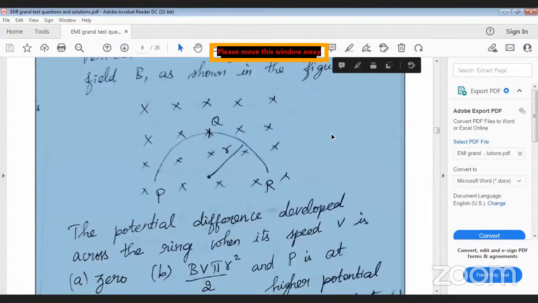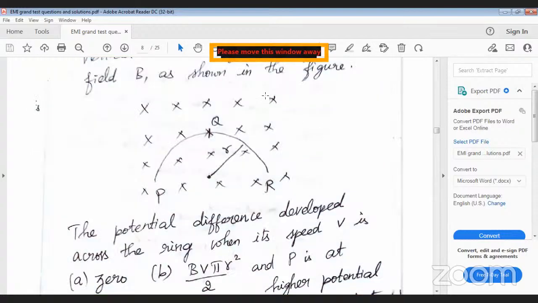Because here you see this cross mark. This mark shows that the magnetic field is directed into the plane of the paper. When you see this diagram on a paper, or on your laptop or mobile screen, the magnetic field is directed into the plane of the screen. It's not coming outside of your screen or paper.